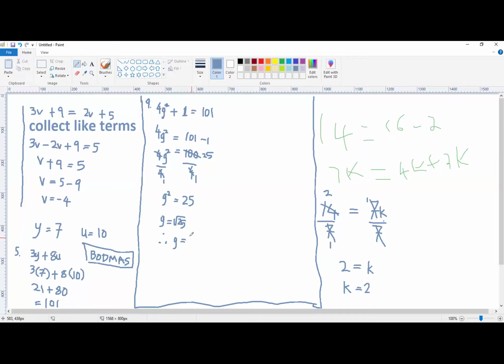So did you get the steps in this one? Okay, good. All right, so go ahead and write it down. I'll leave number 10 for you to do, so that would be a practice question for you. So go ahead and write this one down: g squared plus 1 equals 100 squared.